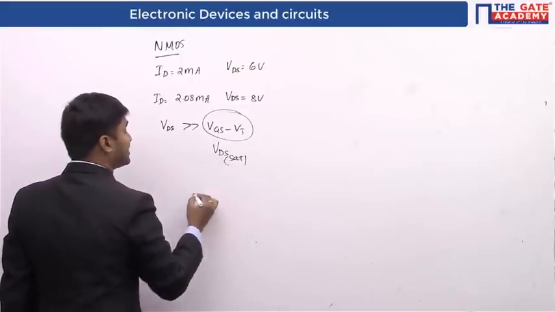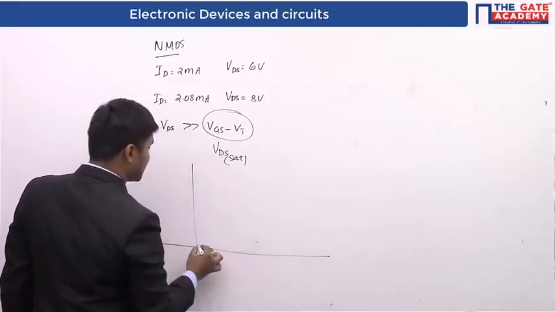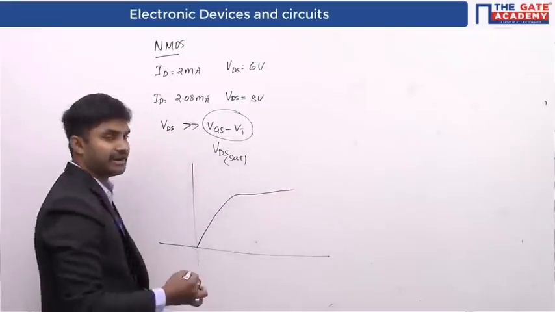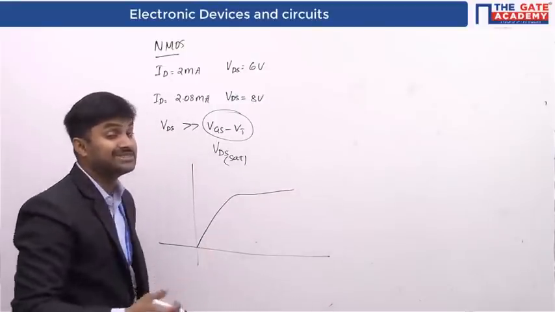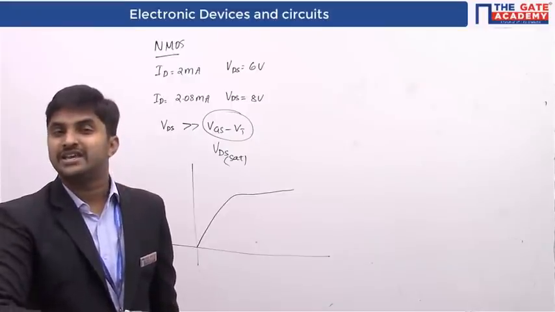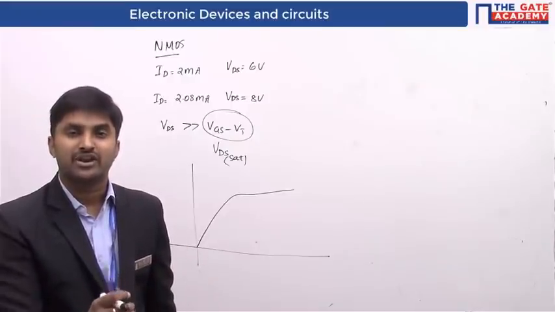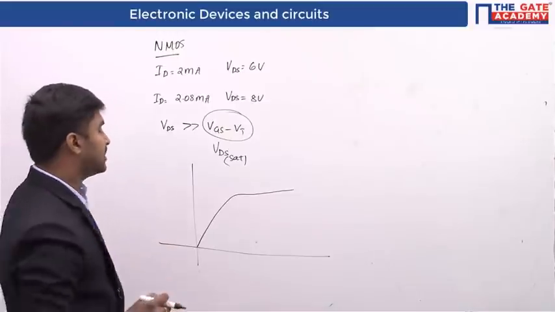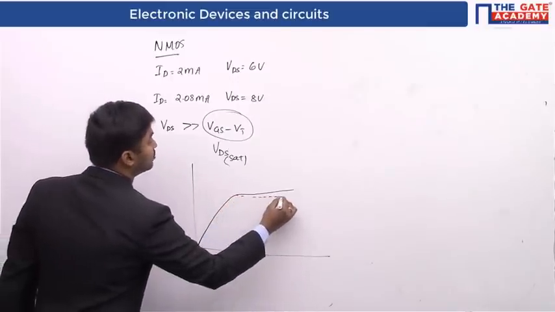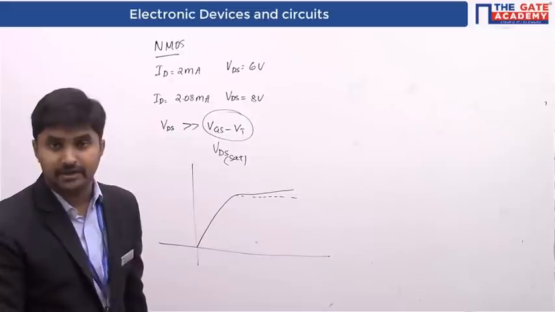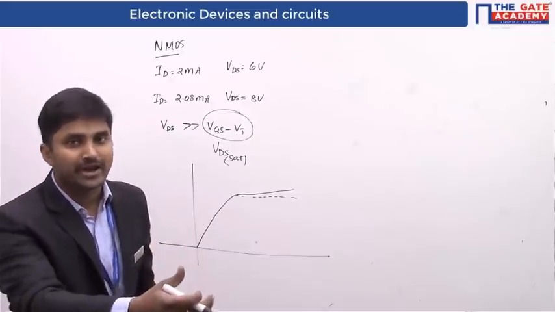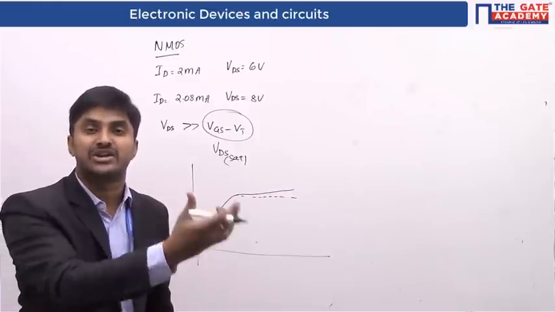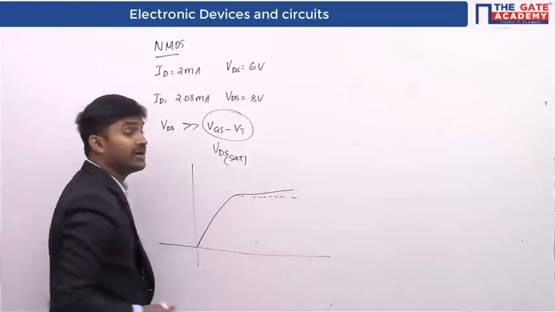It means that your transistor is already saturated, but there is a marginal increase in the value of the current because of channel length modulation. When VDS increases, the drain current increases slightly. Otherwise it is going to be constant. If there is no channel length modulation, then once the drain current enters the saturation region, it is a constant value. But because of channel length modulation, we see a marginal increase in the drain current.